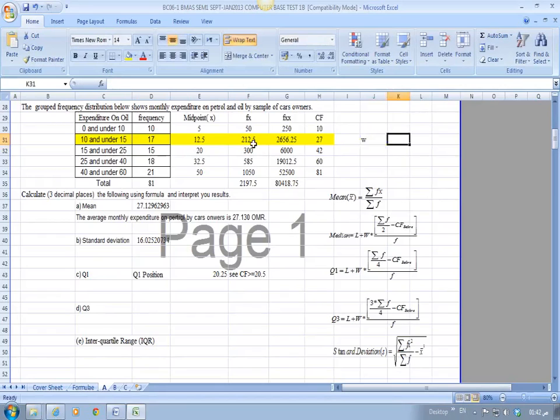But for this class, the width is W. Now for this class, L equal, it is very clear, L equals 10, and then I want to calculate W. Here I can calculate it, it is equal to 15 minus 10, then press enter, it means 5. If you want to calculate F here, the frequency here is 17, and CF before is equal to 10.